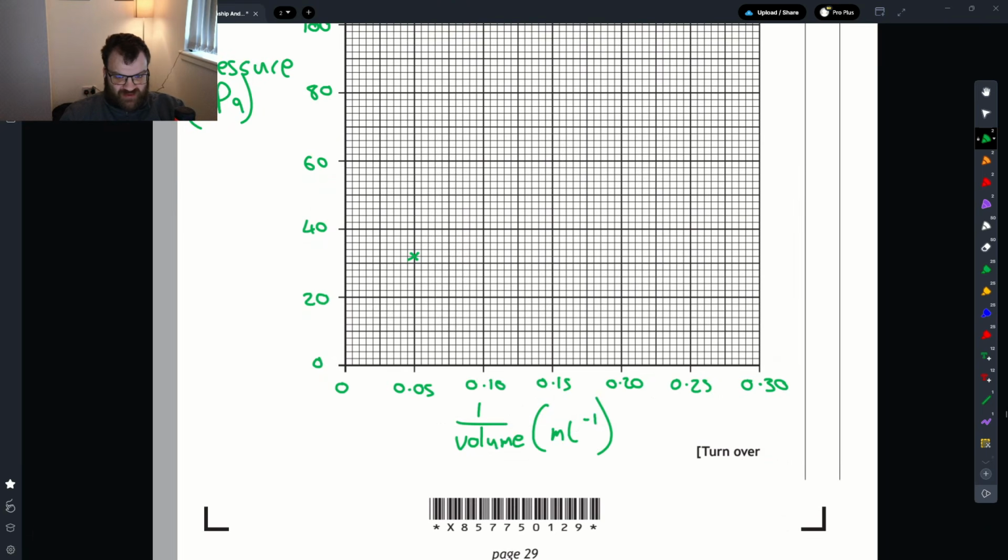So 0.05 is 32. That looks good. Then it's 0.10. So in this line, we want 67. So 60 would be here, 62, 64, 66. So 67 will be just in between. That should be there, because then that would be 68 and then 70. So I'm quite happy with that one.